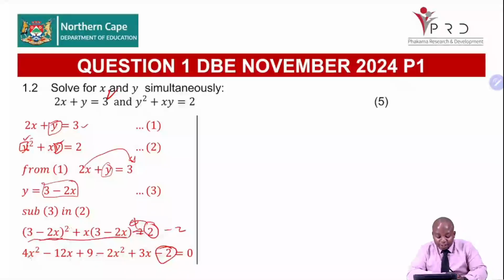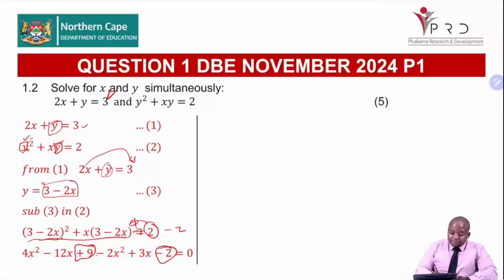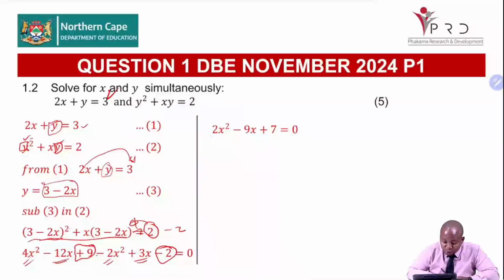Then I'm having the negative 2 right there. Then from here I can work with my like terms. My like terms are going to be negative 2 and 9. The squared, I'm going to have 4x squared and negative 2x squared. The other ones, I'm going to have the negative 12 and positive 3. Then 4x squared minus 2x squared, I have 2x squared. Then negative 12x plus 3x, I'm going to have negative 9x.